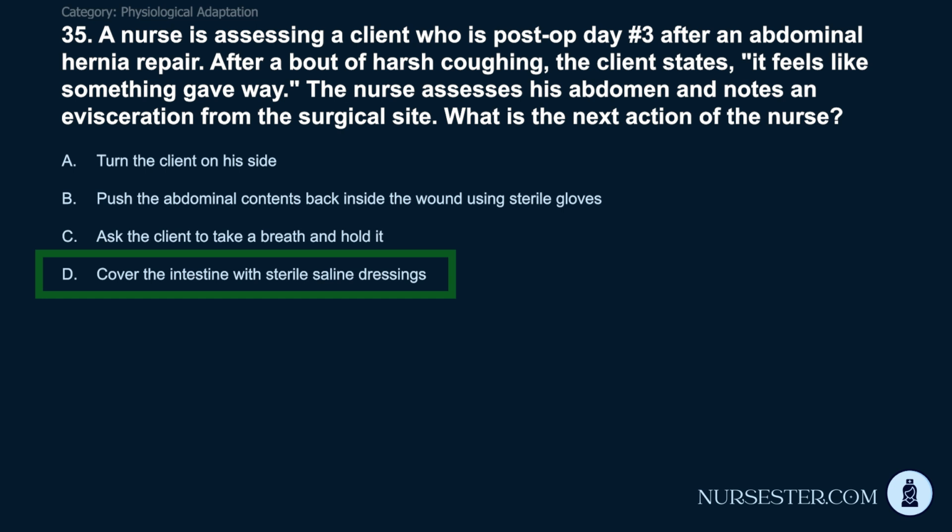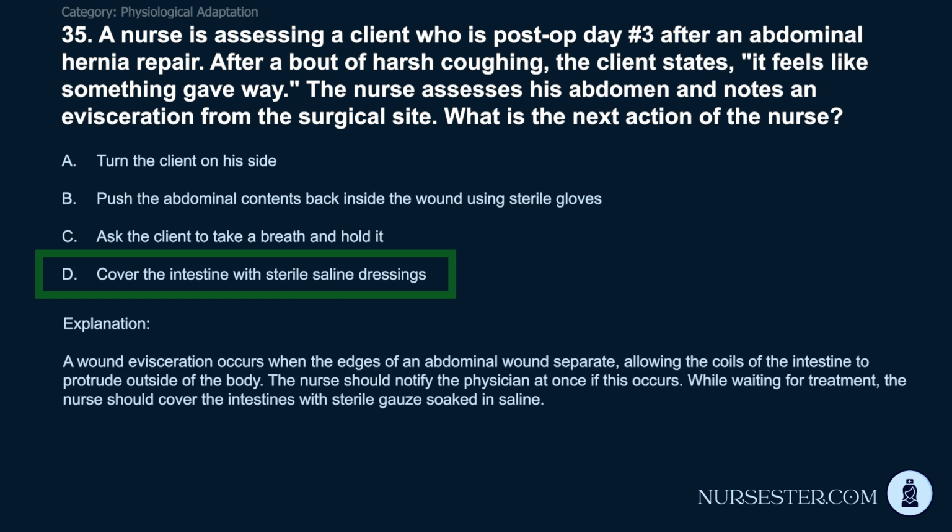Correct answer: D. Cover the intestine with sterile saline dressings. A wound evisceration occurs when the edges of an abdominal wound separate, allowing the coils of the intestine to protrude outside of the body. The nurse should notify the physician at once if this occurs. While waiting for treatment, the nurse should cover the intestines with sterile gauze soaked in saline.